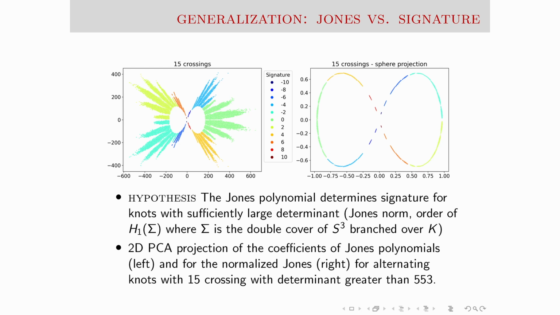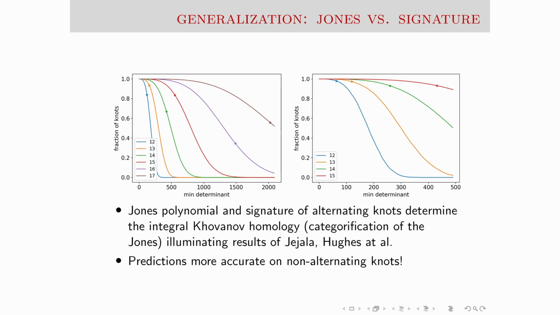So what you see here is the two-dimensional PCA projection of knots that have determinant higher than some threshold, and this is just the normalized version of it. And what you see is the perfect separation between Jones polynomials of knots with different signature. So again, that's something to look into. Another thing is to ask how well the Jones polynomial will predict the values of signature. And remember, if the Jones polynomial knows about signature for alternating knots, it completely determines this fancy categorified quantum invariant called Khovanov homology.